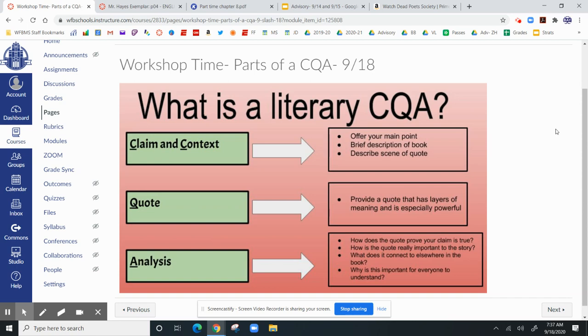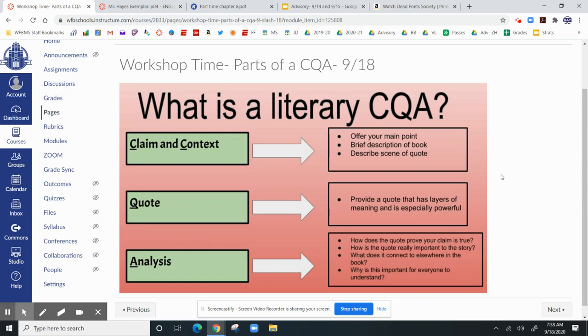And your analysis is going to have a lot of different elements to it. I boiled it down to these four questions right here on the right. So after your quote, you're going to tell me, and feel free to use the sentence stems we've worked on, like this shows me, this connects to, this is important because. You're going to try to answer these four questions in your analysis. How does this quote prove your claim is true? So explain in your own words why you chose that quote.